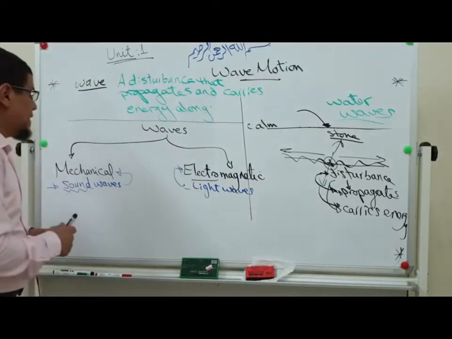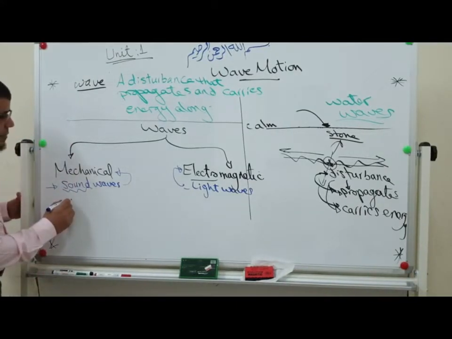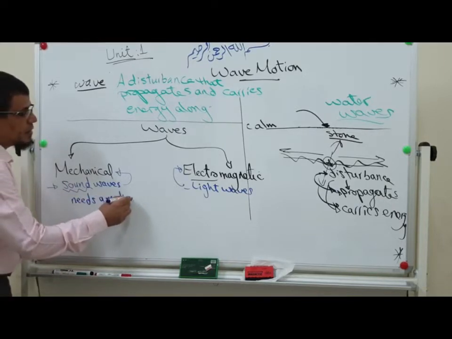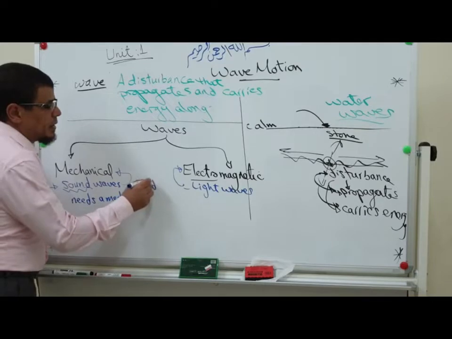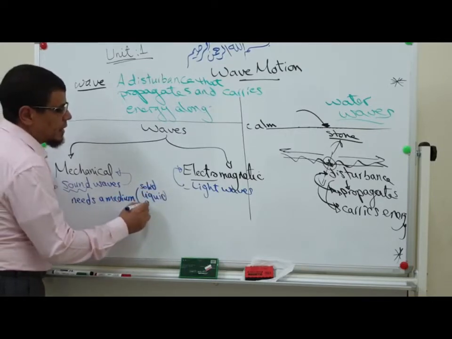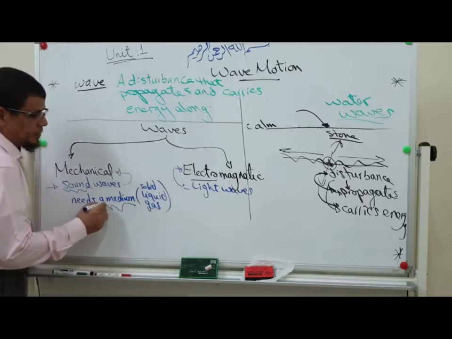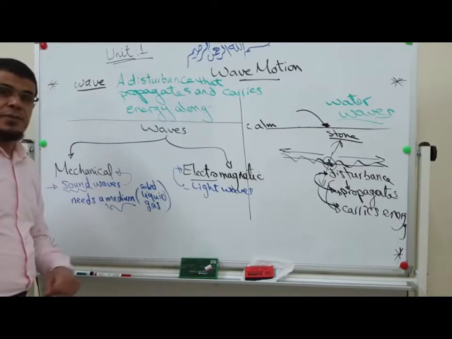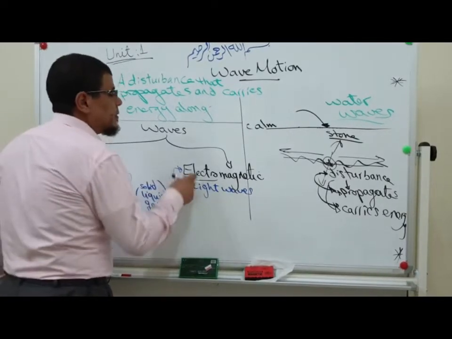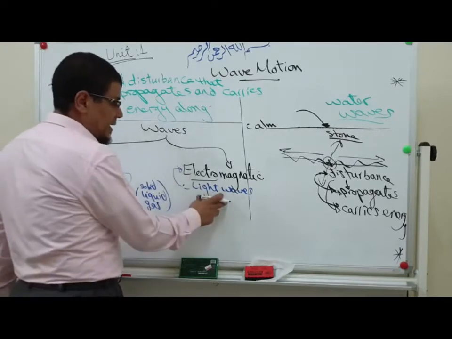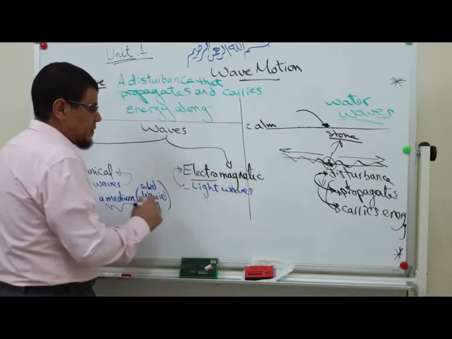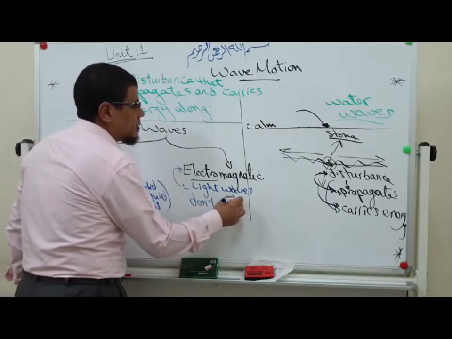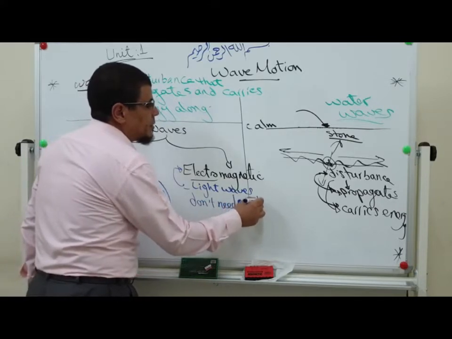Sound, to travel, needs a medium. When I say a medium, you can think about something solid, something liquid, something like a gas. So sound waves need a medium to travel through. Light waves, as an example of electromagnetic waves, when I say light, I mean all other electromagnetic waves, they don't need a medium.